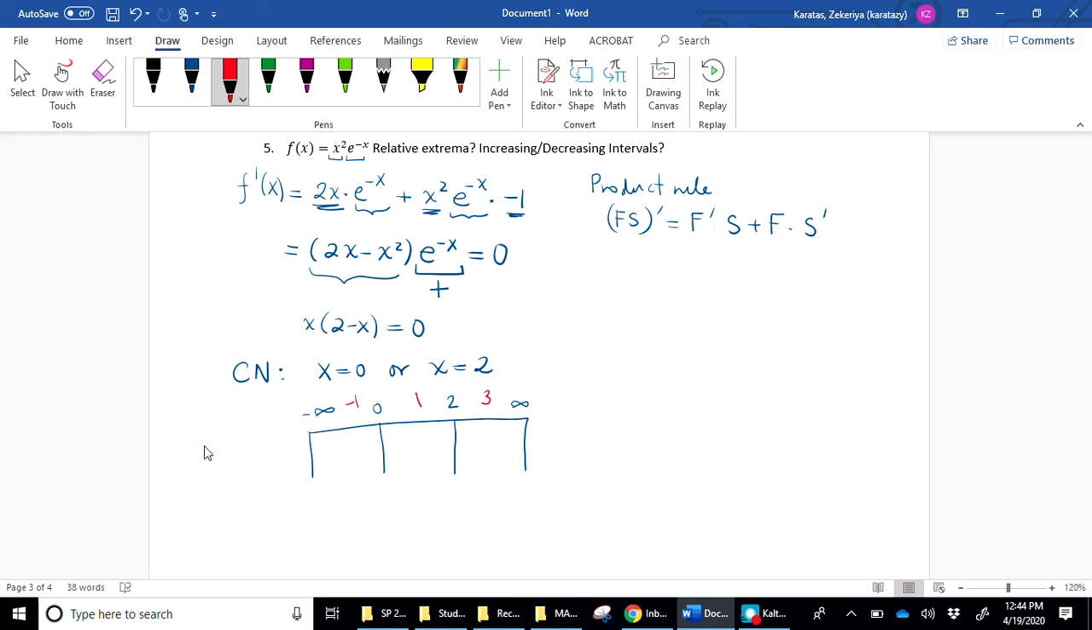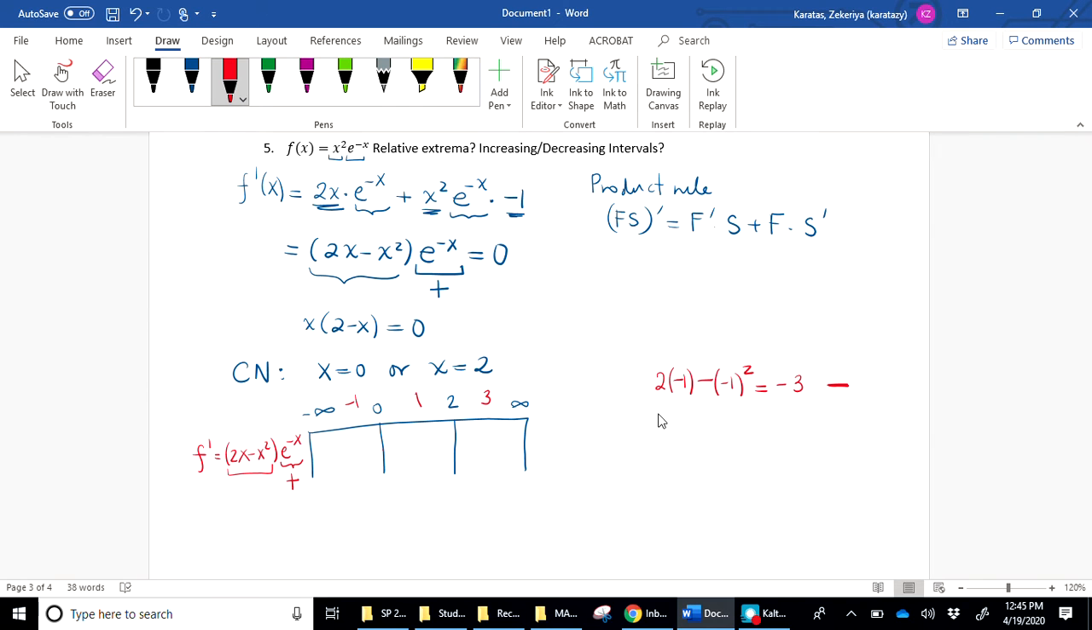So f prime is simply 2x minus x squared times e to the negative x. But keep in mind this e to the negative x is always positive, and positive numbers have no effect on the sign, because plus times minus is minus, plus times plus is plus. So you only need to check the sign of this portion. So plug that testing value in here. In the first one I have 2 times -1 minus -1 squared, and that will give me a negative number, -3, which is negative.